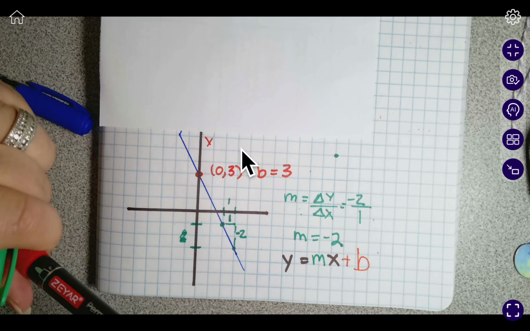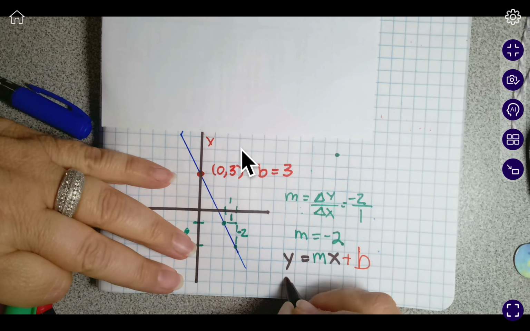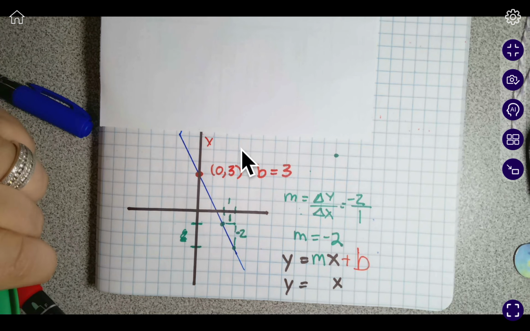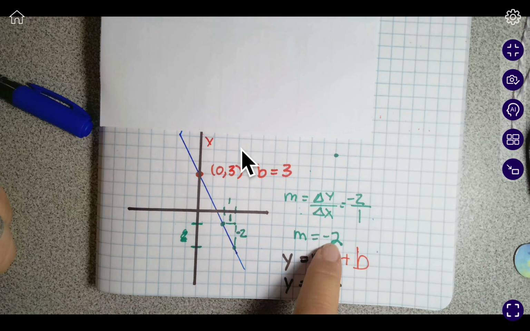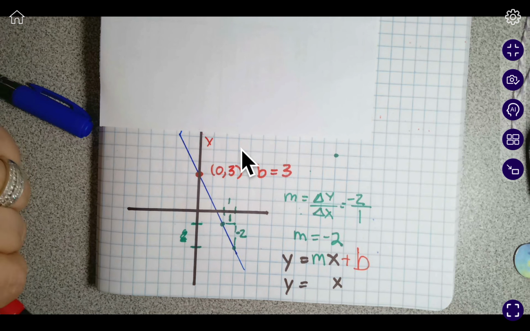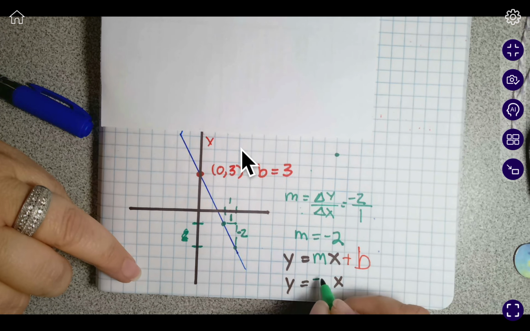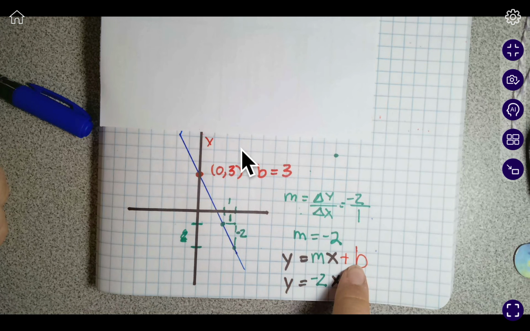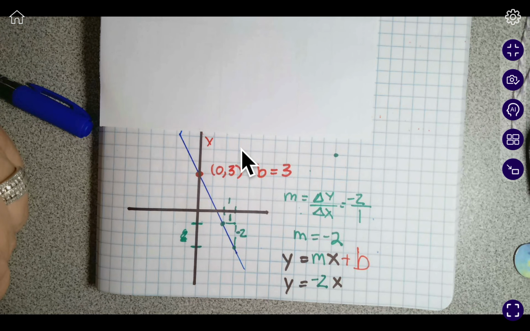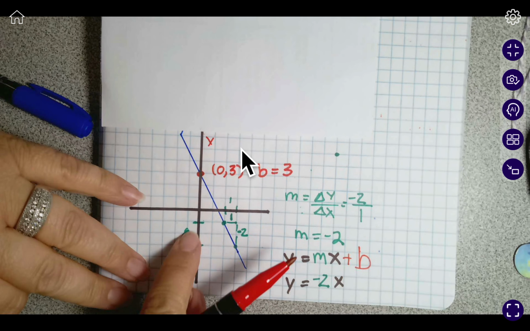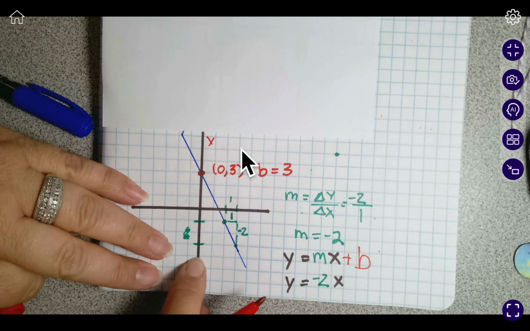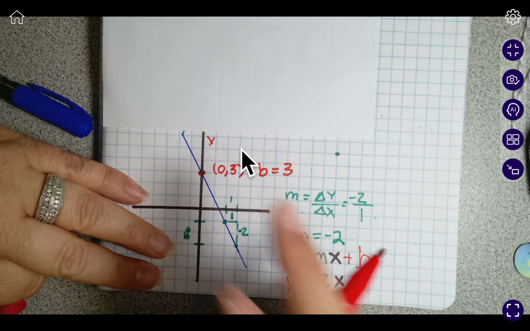So this part of the equation stays the same, and then I just replace the m with negative 2, and the b with 3. If it were down here, it would be minus. Like if it crossed here, that would be minus 4. But it's up here, so it's plus 3.